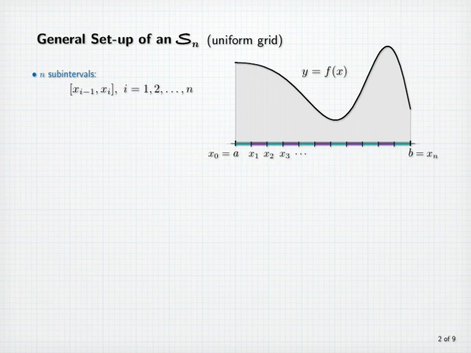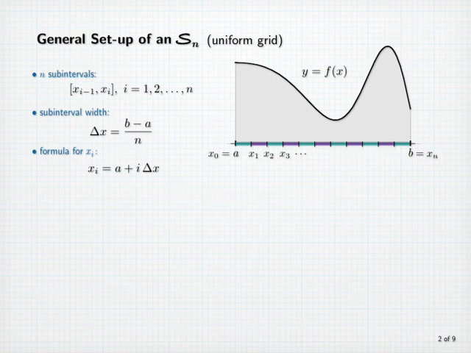Each one has the form x sub i minus 1 up to xi, where i goes from 1 to n. So in other words, we have intervals x0 to x1, x1 to x2, x2 to x3, and so forth. Each of those subintervals has the same width. We'll call that width delta x, and it's equal to the total width of the interval b minus a divided by n. We can also give a formula for x sub i. X sub i is equal to a plus i times delta x.